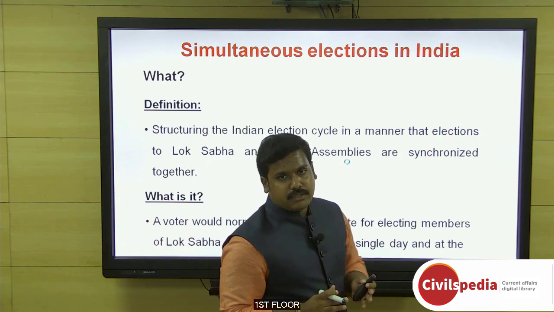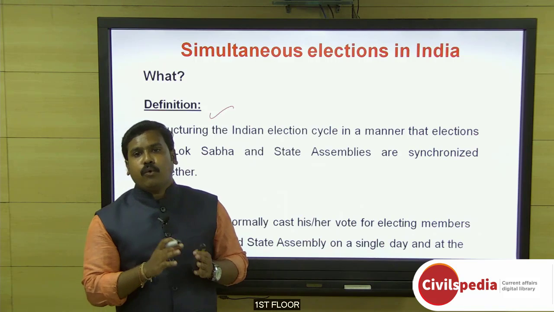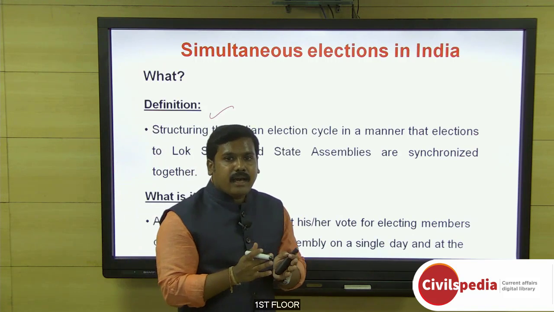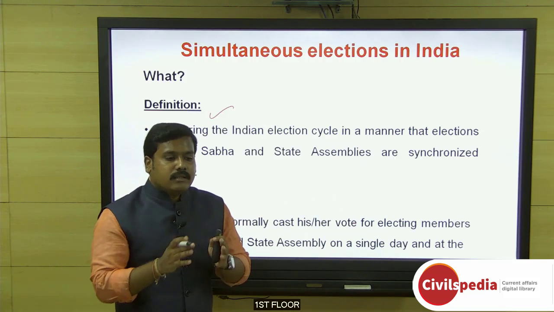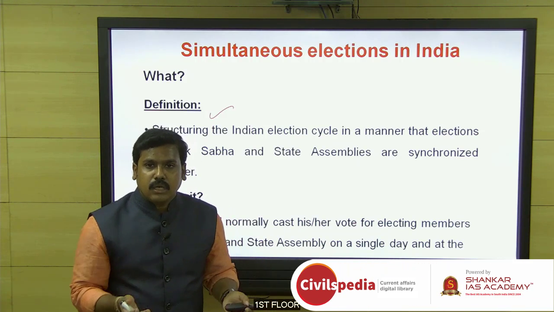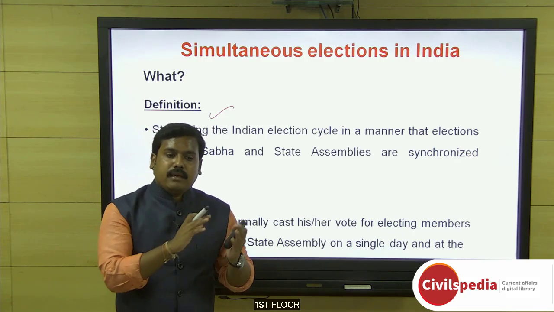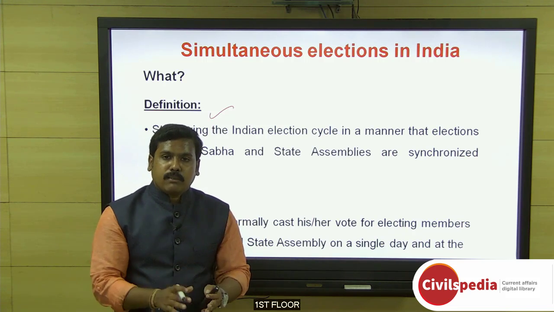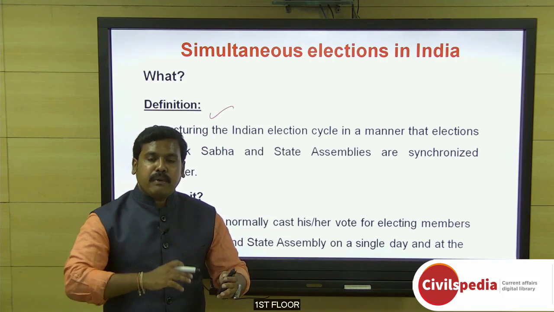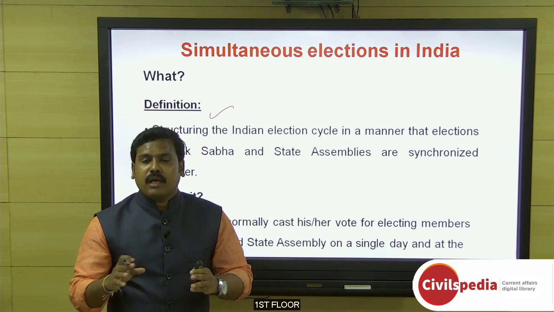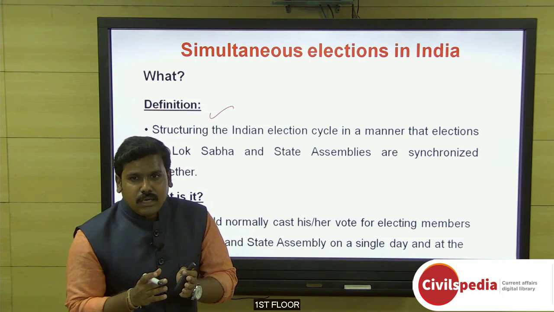Now, coming to what exactly it is. As the definition goes, simultaneous elections or simultaneous polls is a structuring of the election cycle in India so that the Lok Sabha and the state assembly elections are synchronized together. As of today, the elections are held on different dates. Apart from a few states, for instance, the general elections of the Lok Sabha were held last time in 2014 and will be held in 2019. In between these 5 years, once in every 6 months, almost 2-3 states go for assembly elections. So in such a scenario, this carries so much importance because those elections need to be synchronized together.